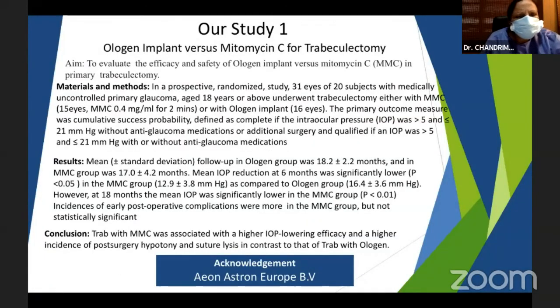So we did a couple of studies with Ologen, and the acknowledgement is to the Aeon Astron Europe, who provided us with the Ologen. It was a single surgeon, myself, operating on 31 eyes in two groups: trabeculectomy with mitomycin and trabeculectomy with Ologen, 15 and 16 eyes respectively. We concluded that trab with mitomycin was associated with a higher intraocular pressure lowering efficacy and a higher incidence of post-surgery hypotony and suturolysis, in contrast to trab with Ologen.